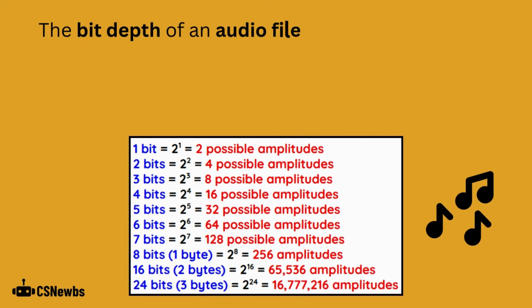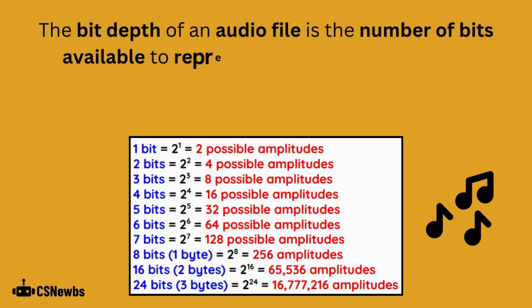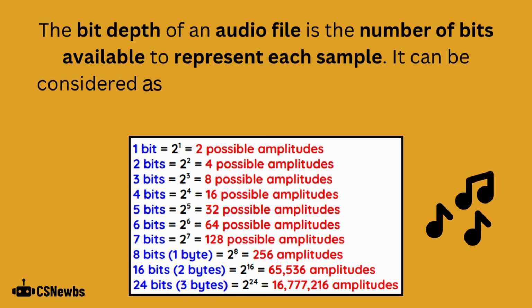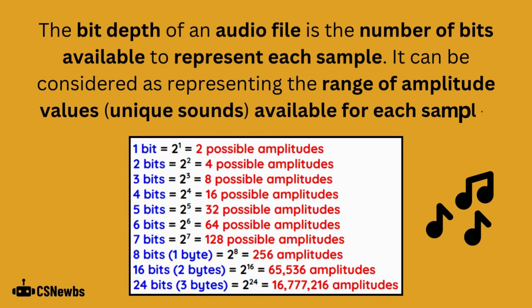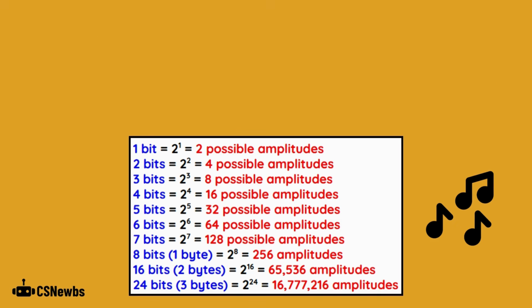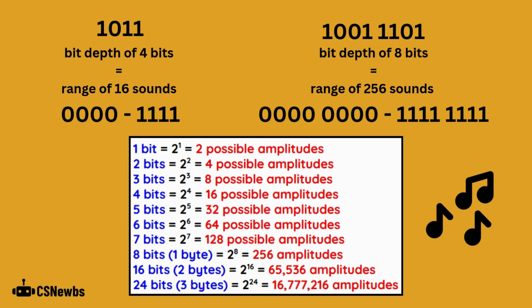The bit depth of an audio file is the number of bits available to represent each sample. It can be considered as representing the range of amplitude values or unique sounds available for each sample. The range of possible amplitudes that can be recorded is doubled with each bit added to the bit depth. So 1 bit gives 2 possible amplitudes, 2 bit 4 possible amplitudes.